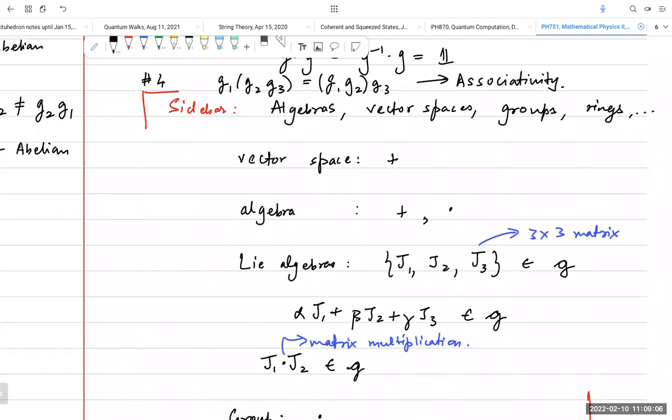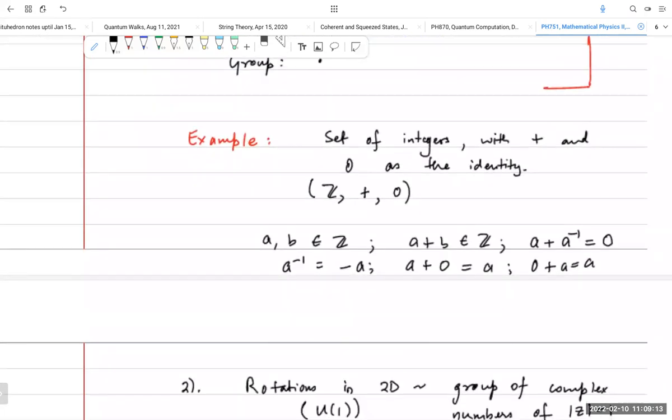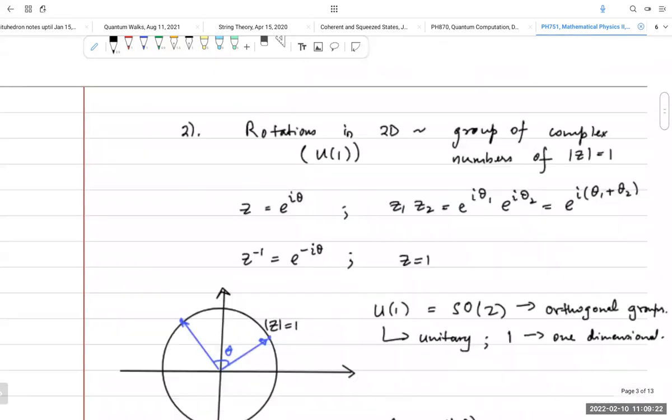Then I briefly mentioned that there are several mathematical structures: algebras, vector spaces, rings, groups, and so on. By changing the laws, the required axioms, you get a different structure with different properties.